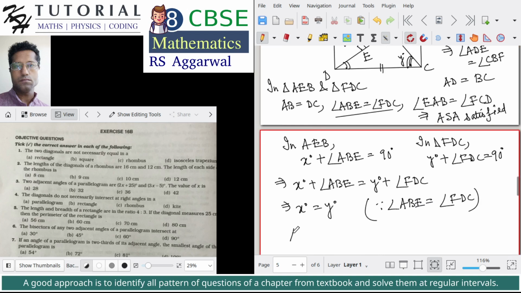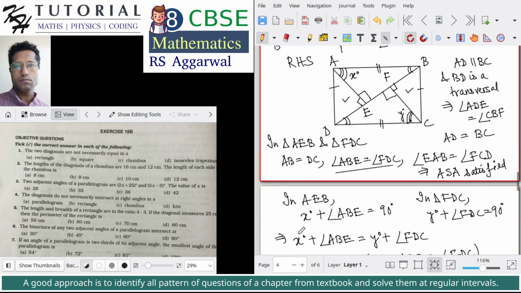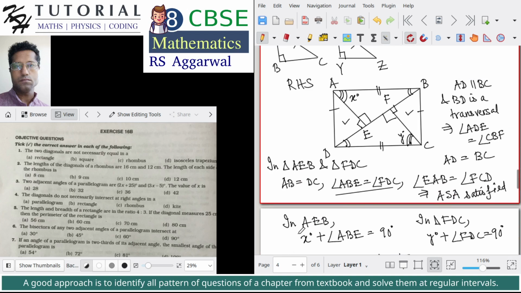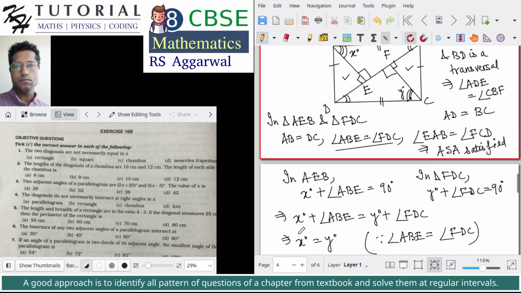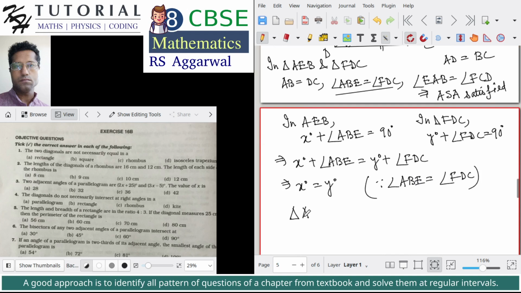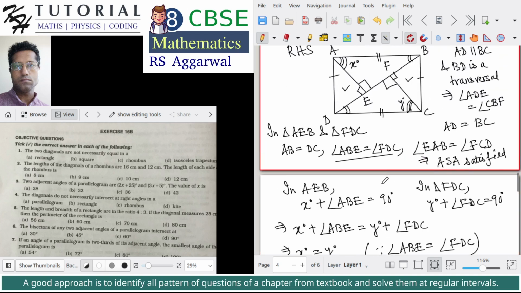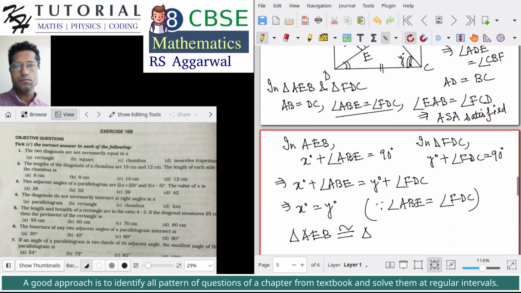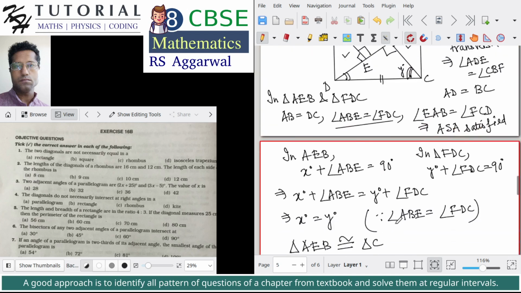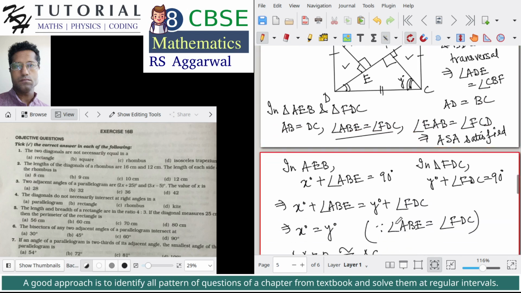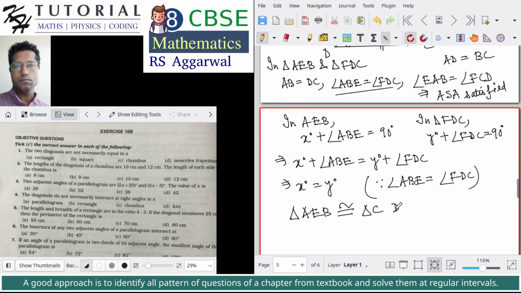So what will be the congruence relation between AEB and FDC? Definitely angle A is equal to angle C, so this must be C, and angle B is equal to angle D, so it must be D and it must be F, CFD. So triangle AEB is congruent to triangle CFD.